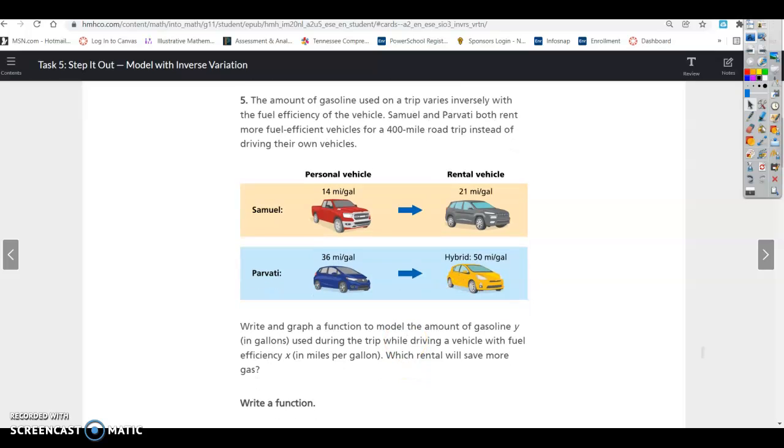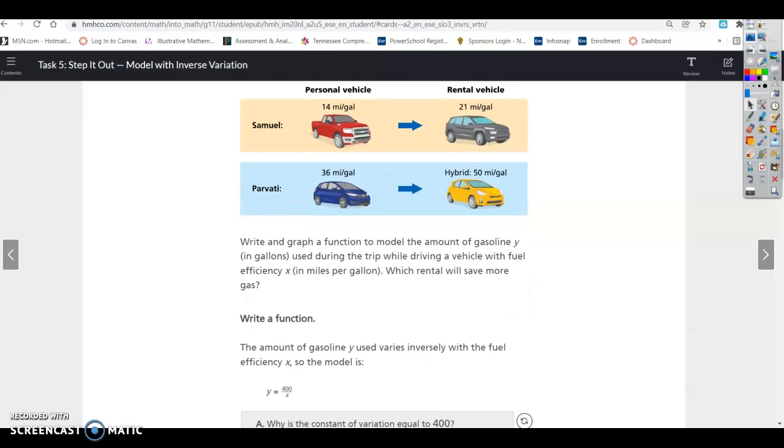All right, so it says write and graph a function to model the amount of gas Y in gallons used during the trip while driving a vehicle with fuel efficiency X in miles per gallon. Which rental will save more gas? If Sam goes from 14 miles per gallon to 21 miles per gallon, and Par goes from 36 miles per gallon to 50 miles per gallon, which one is going to save more money or more gas? More gas equals more money.